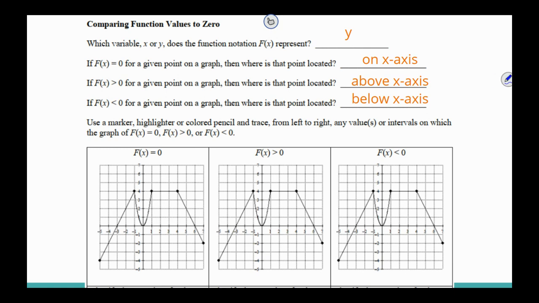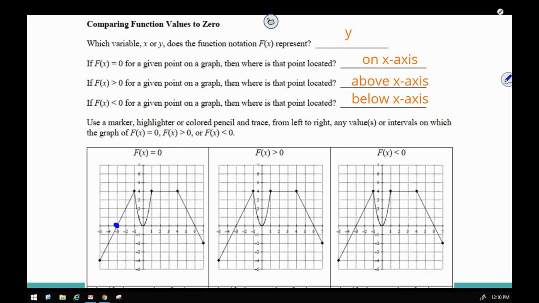Okay, so it says use a marker, highlighter, or colored pencil and trace from left to right any values or intervals on which the graph of f of x equals 0, is greater than 0, or is less than 0. So we said when it equals 0, it's where? On the x-axis. So where does that happen with this weird graph? -3, 0, and at 6, right?